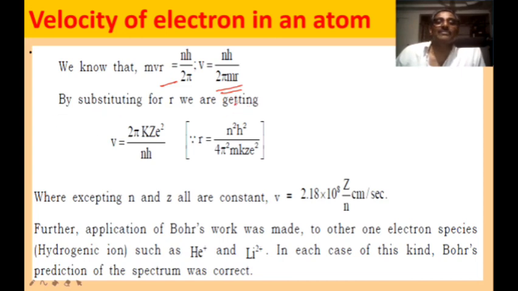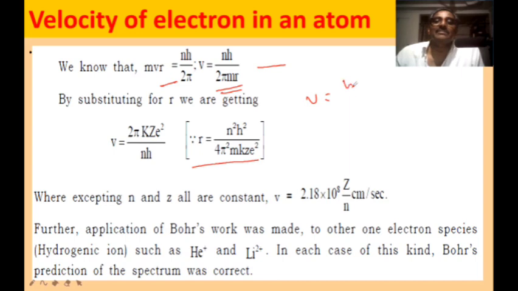By substituting the value of r, we get... what is the value of r? We know that r is equal to n square h square by 4 pi square mz e square into k. We already derived this equation, which was derived by Niels Bohr. If this value of r is substituted in this equation, what will be the value of v?